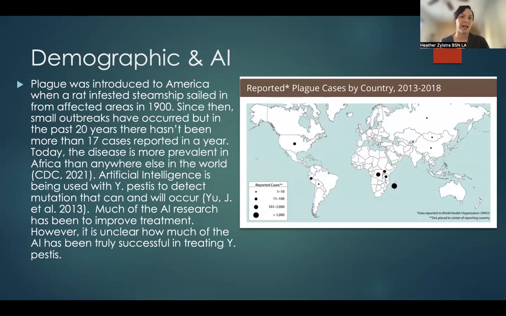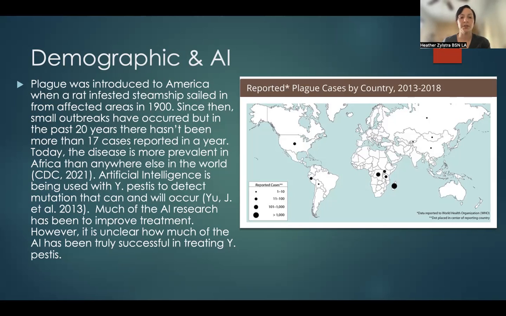Demographic and AI. Plague was introduced to America when a rat-infested steamship sailed in from the affected areas in the 1900s. Since then, small outbreaks have occurred, but in the past 20 years, there hasn't been more than 17 cases reported per year. Today, the disease is more prevalent in Africa than anywhere else in the world, which is shown in this picture here to the right.